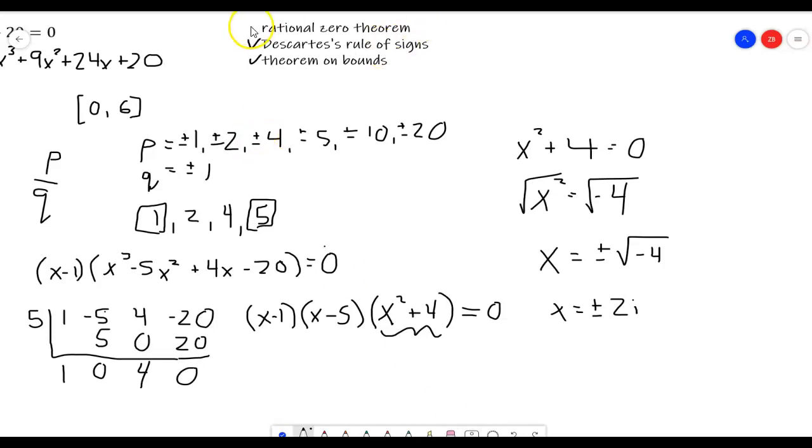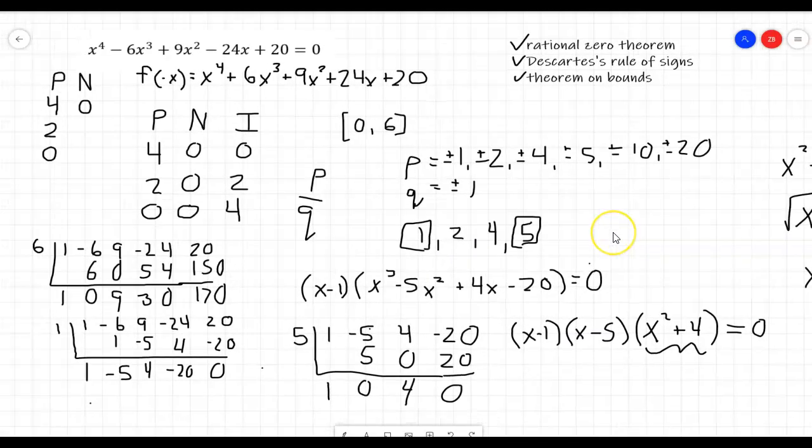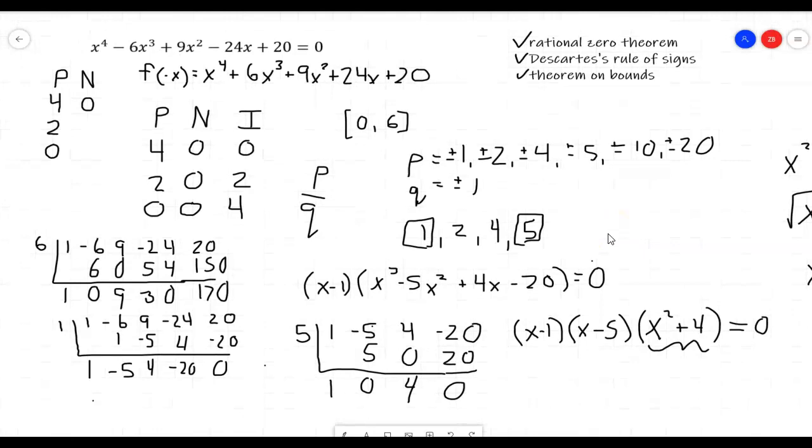All right, and that is using all of those. So it's a lot of stuff. I know it is. I'm sure you're going to have some questions here. Please go to page 296, 297. Try to use some of these rules and theorems, and we'll get through it.